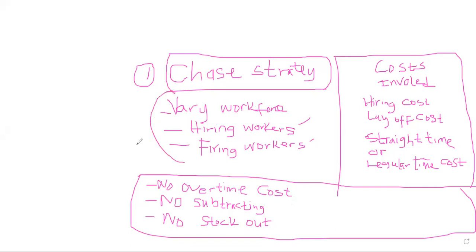The only aspect that is involved is varying the workforce by hiring and firing workers. Here we produce for the chase strategy, we produce as per demand. The units that are demanded, those are the units that we need to produce. Don't overproduce under the chase strategy.